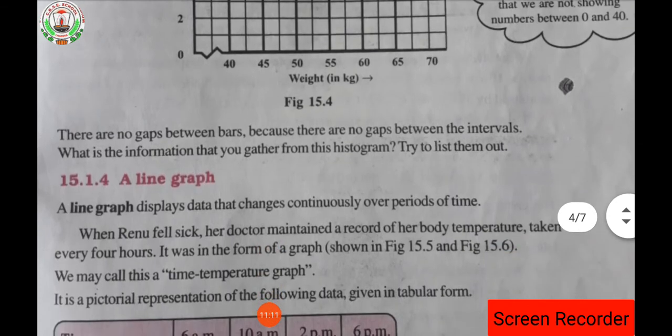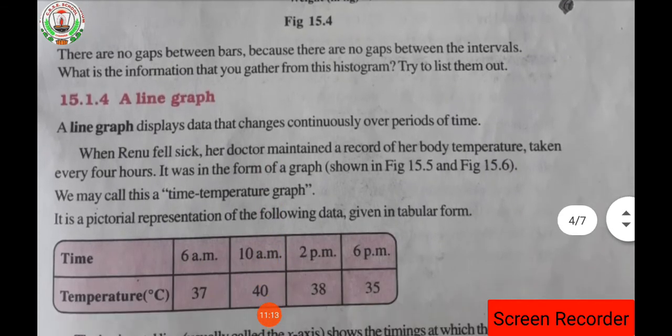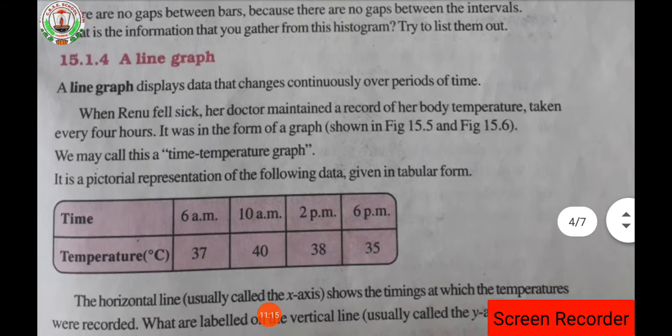Now we have a line graph. In a line graph we have to display data that changes continuously over a period of time. So a line graph is a kind of graph that keeps changing according to the periods of time. That means it changes according to the class interval.